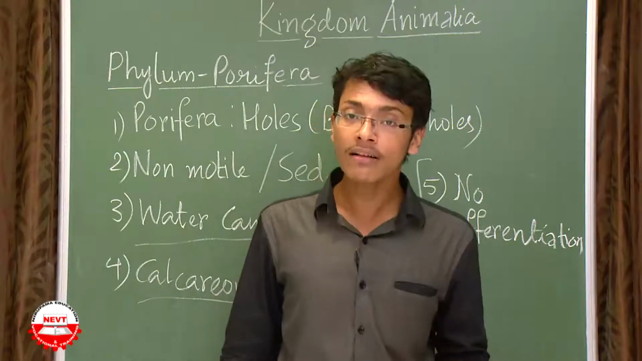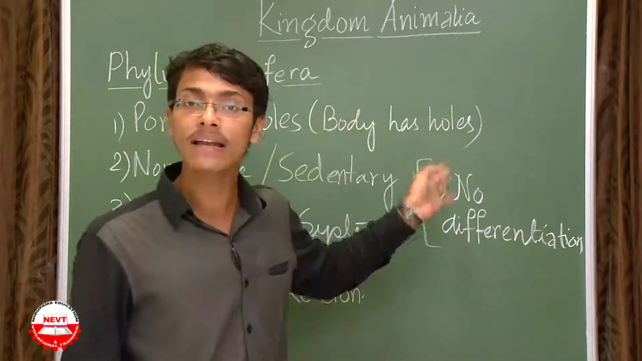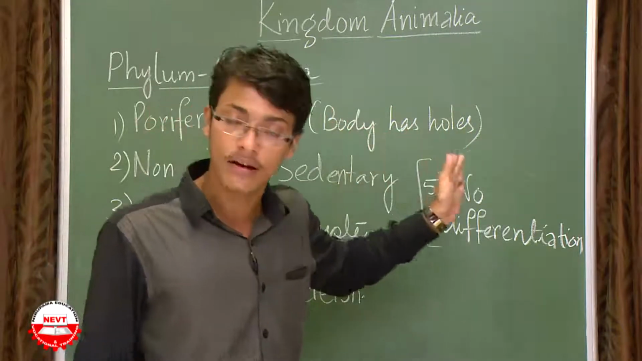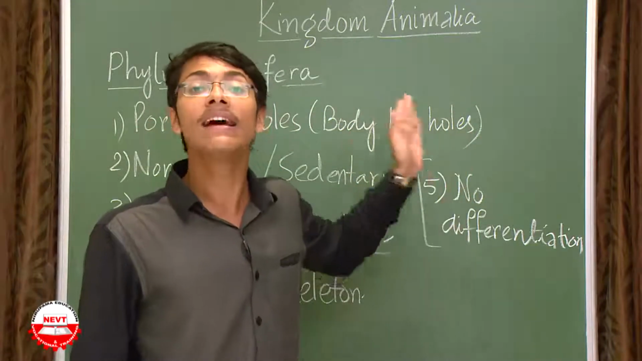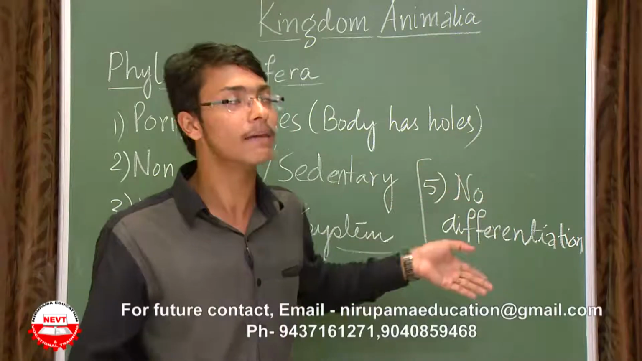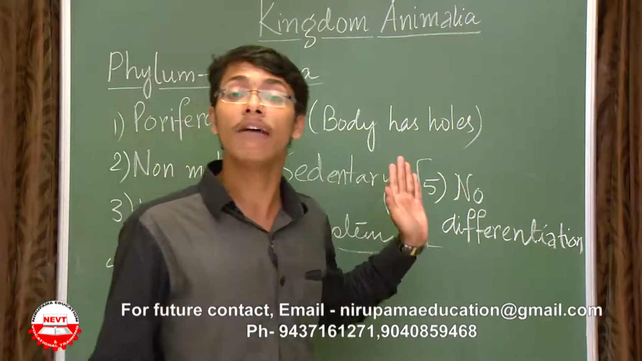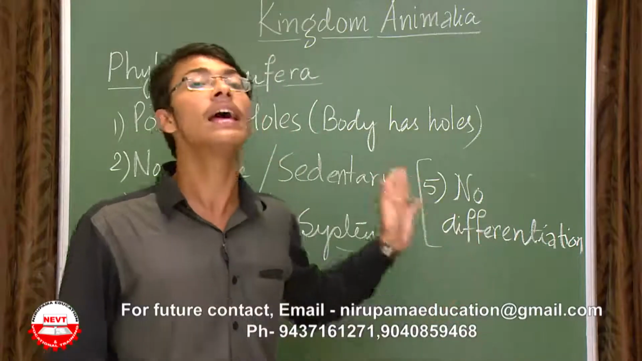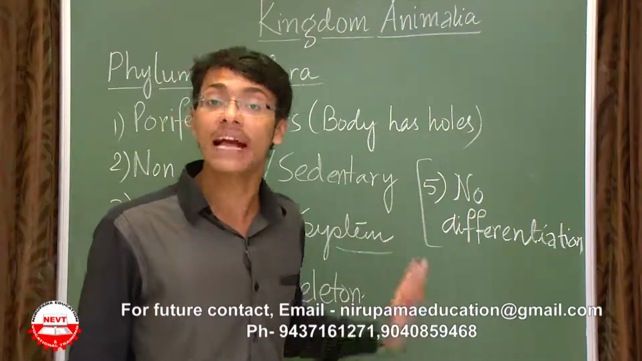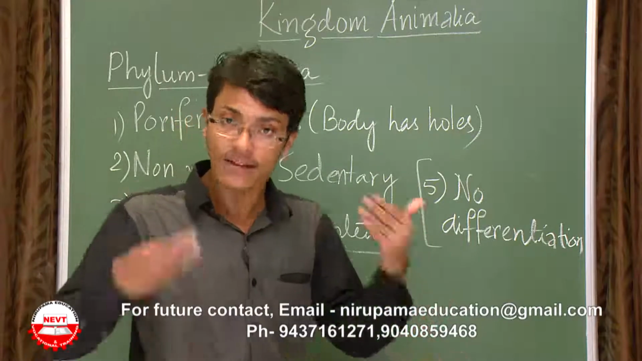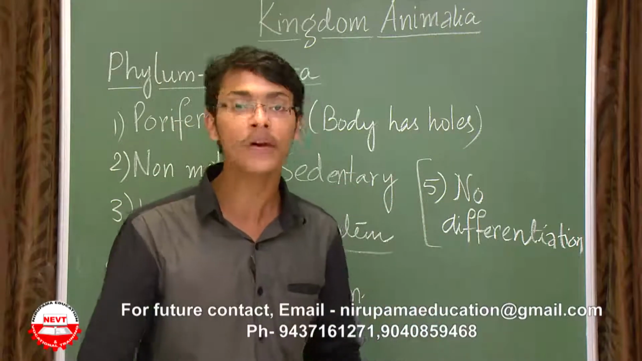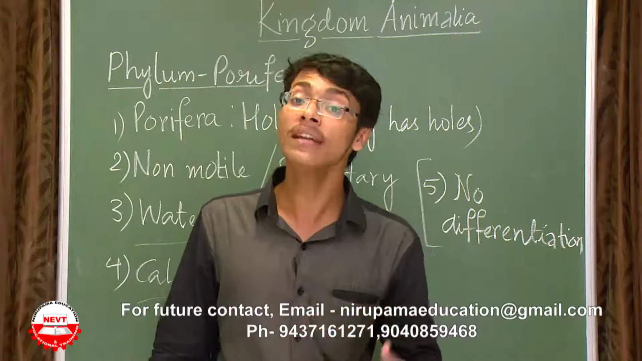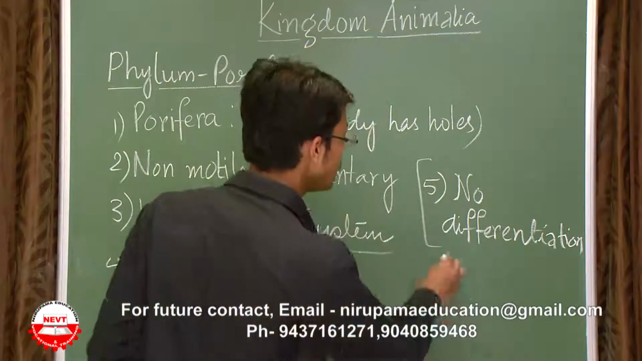I am repeating once again for your sake. The first one is they have the presence of holes in their body. The second one is they are sedentary, as well as non-motile. That is the same meaning. The third point is they have a water canal system meant for nutrition, respiration, excretion. The fourth point is they have a calcareous exoskeleton. Exoskeleton means presence outside the body. And the last point is they have no differentiation, or they have an undifferentiated body, undifferentiated. Okay.